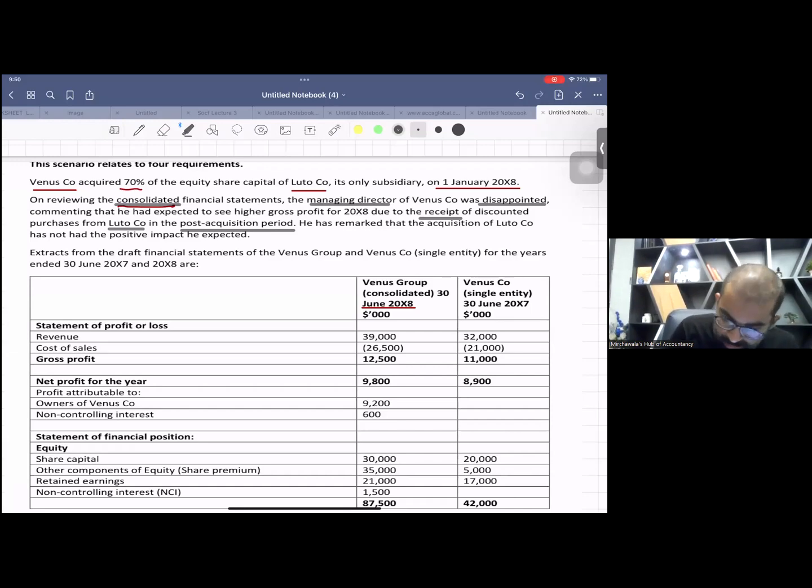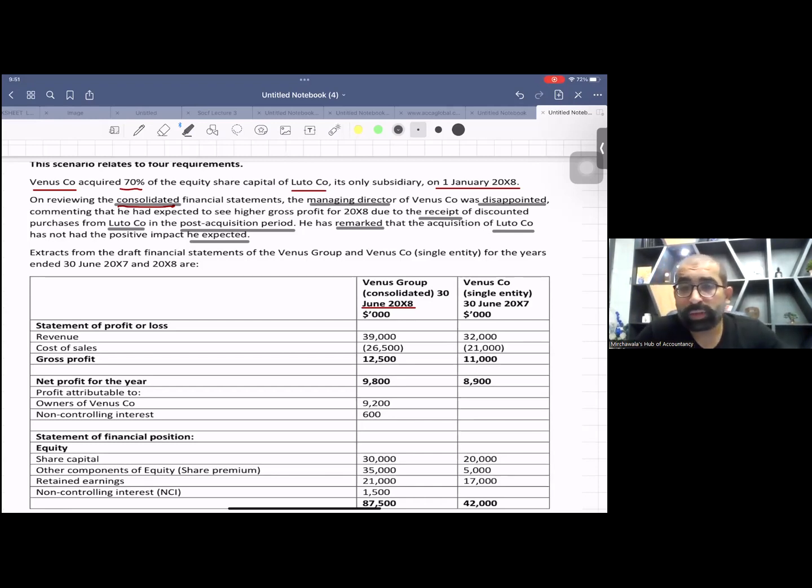Next, he has remarked that the acquisition of Luto company has not had the positive impact he expected. Now, one more thing, this MD is saying that we don't like this subsidiary. The subsidiary is not as good as we were expecting. That means they think the profitability of the subsidiary is low. So we need to find out in this question: is he correct that the problem is in the subsidiary, or is the problem with the parent company? That's the point. We will find out.